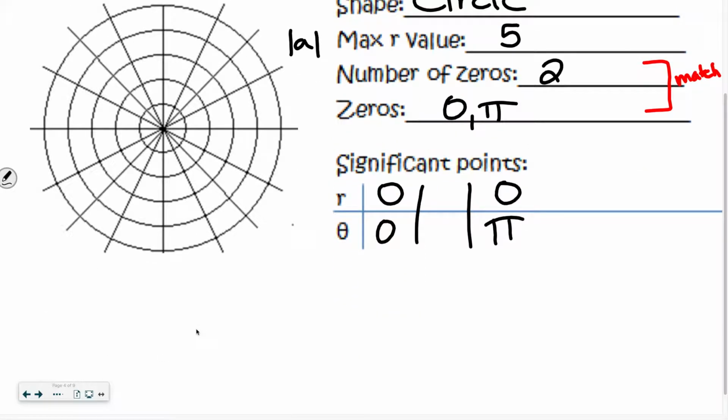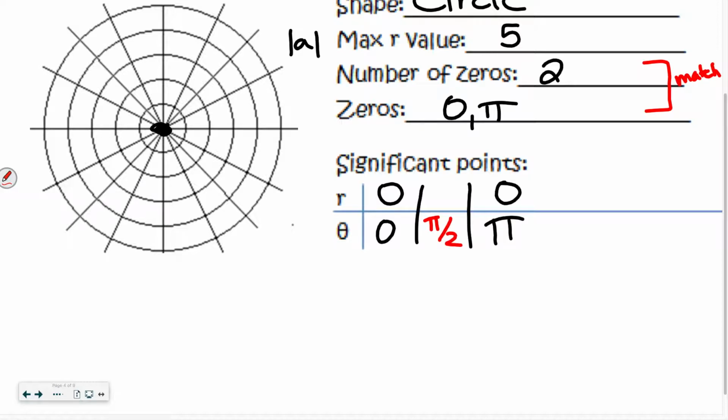Okay. Well, plotting those 2 points that are zeros is not really helpful in a polar graph because all the zeros happen at the pole. So you're just plotting 0, 0, and then 0, pi on top of each other, and you can't really draw a graph with that, right? So we're going to see this. A really good point to have is exactly in between 2 zeros. It'll give you your max r value or the opposite of your max r value. So what's exactly in between 0 and pi? Pi halves.